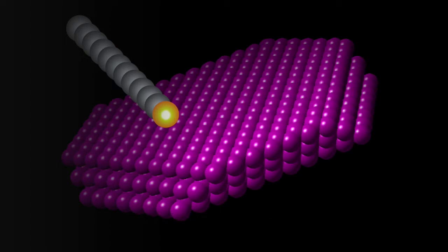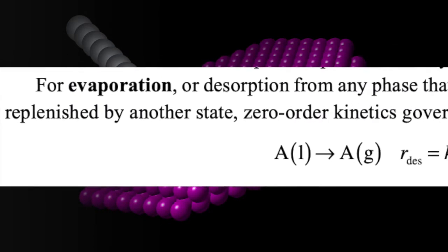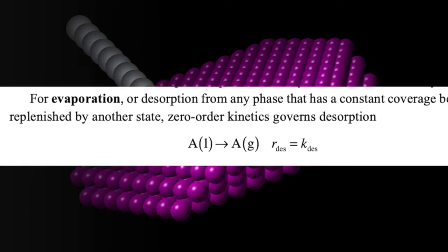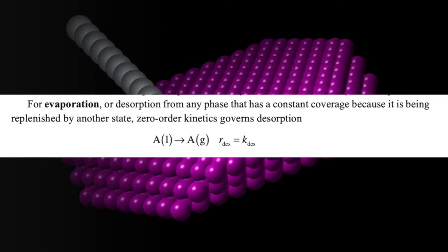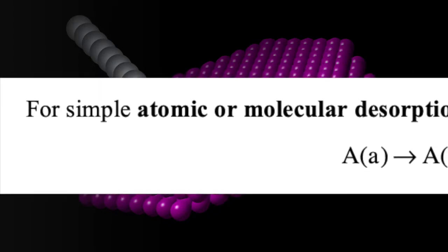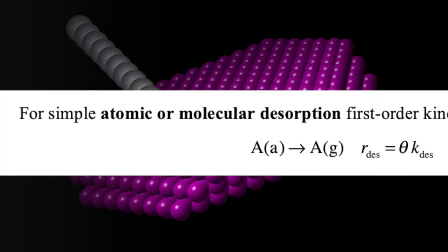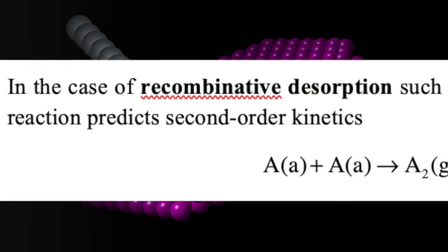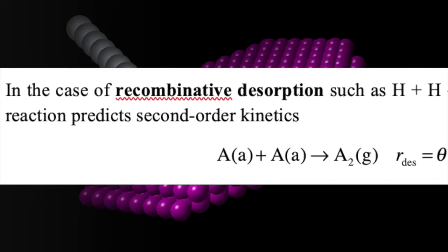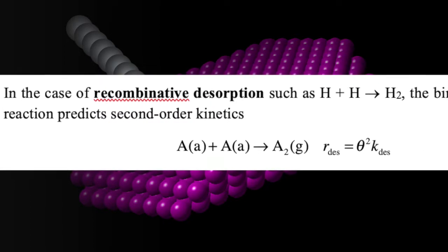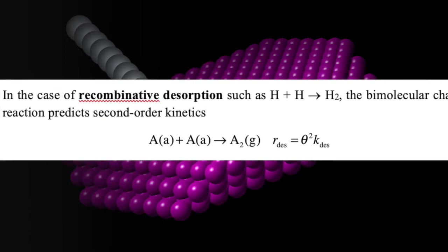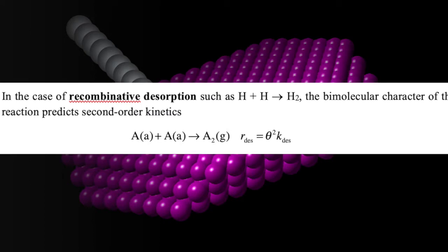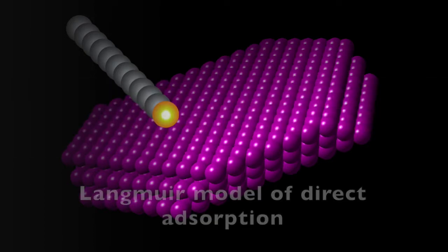The kinetic order for desorption depends on the dynamics and molecularity of desorption. For evaporation, you generally get zeroth order kinetics. For simple atomic or molecular desorption, first order kinetics are expected. But for a bimolecular process, such as the collision of two hydrogen atoms recombining and desorbing as an H2 molecule, second order desorption is expected.